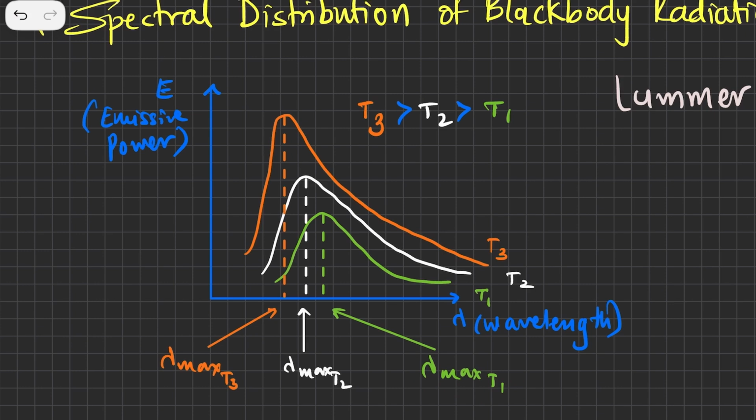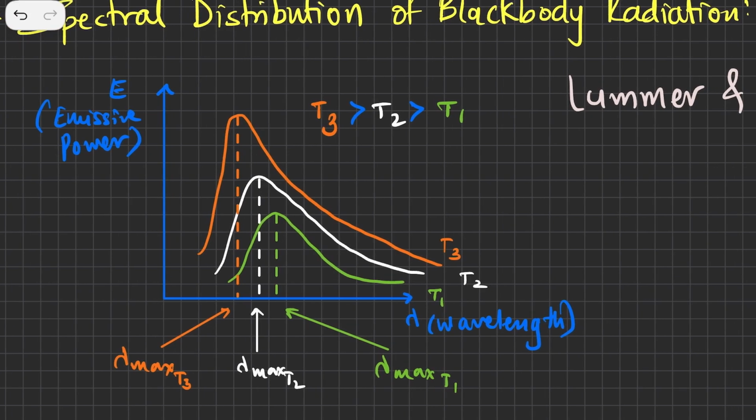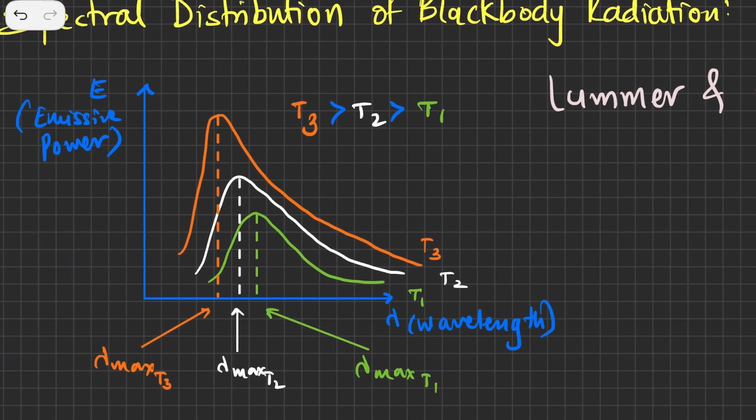So what are the conclusions we can draw from this particular graph, which Lummer and Pringsheim also made? The first and foremost is that the graph initially increases, attains a maximum value, and then further decreases. Second observation, what you can see is that the graph is not a linear curve. It's not a straight line. It's attaining a maximum value and then decreasing.